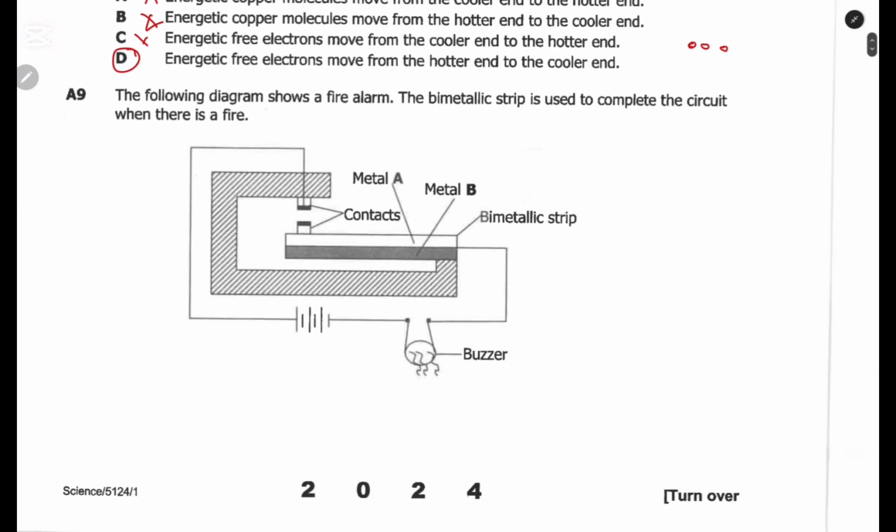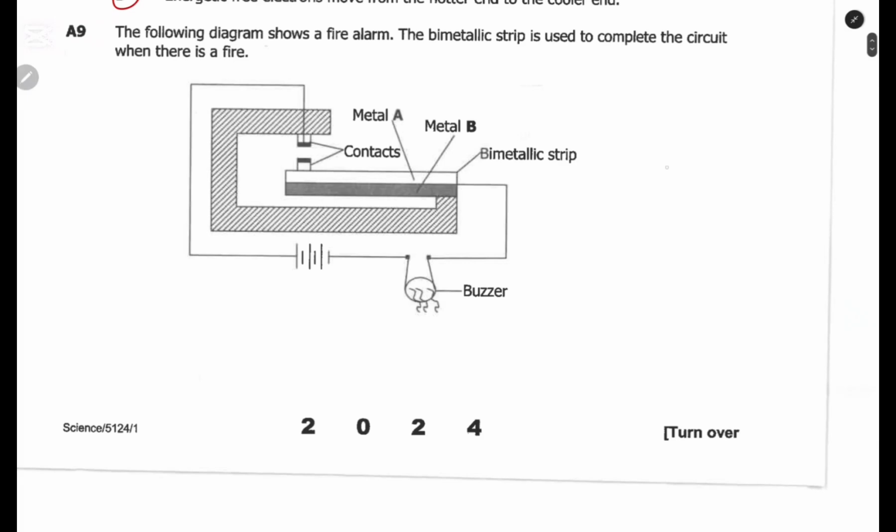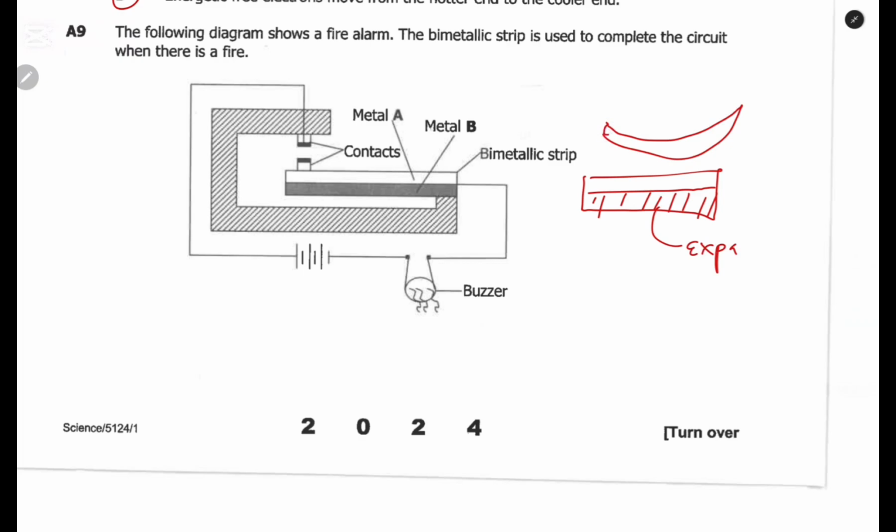Question 9, the following diagram shows a fire alarm. The bimetallic strip is used to complete the circuit when there is fire. As you can see, this is the bimetallic strip. Now you know that the bimetallic strip is made up of two metals, where one expands more than the other. The one that expands most is the one on the outside. So when it expands, it forms this shape, and of course it will be able to complete the circuit here because it's going to move like that.